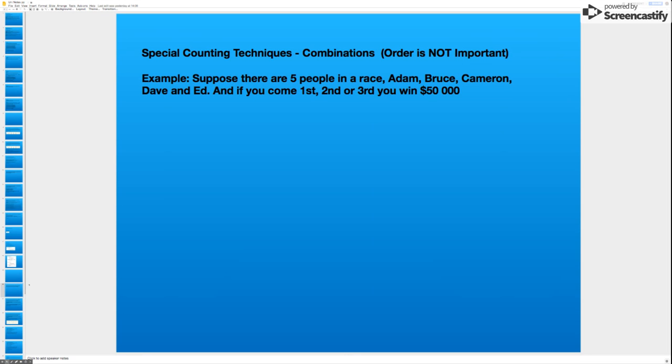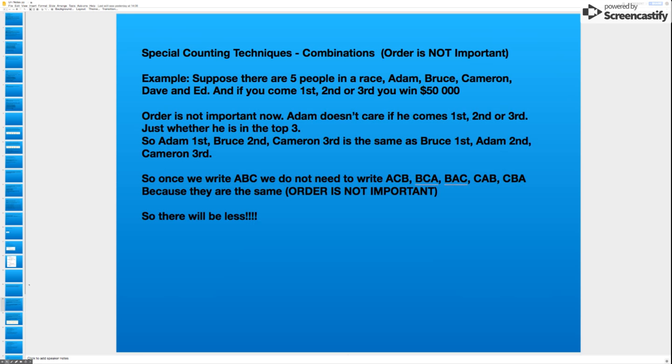Alan used a capital C. So instead of 10P7, he had something like 10C7. So let's have a look at this example. It's very similar to the Adam, Bruce, Cameron, Dave, and Ed example I used before. Suppose there are 5 people in a race, and it doesn't matter where you come in that race. If you come in the first 3, you win $50,000. So as long as you're first, second, or third, you win $50,000.